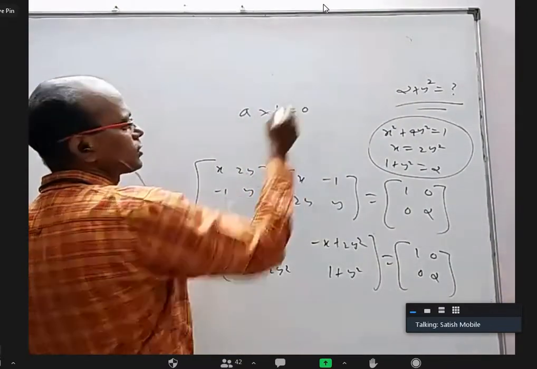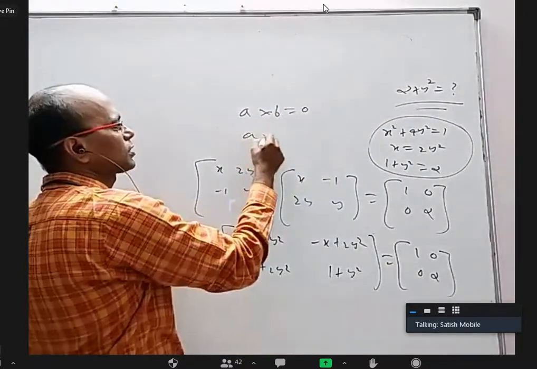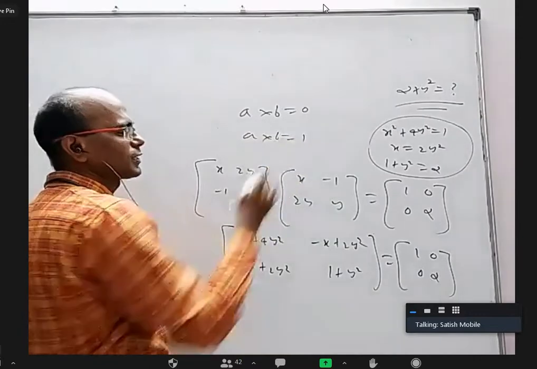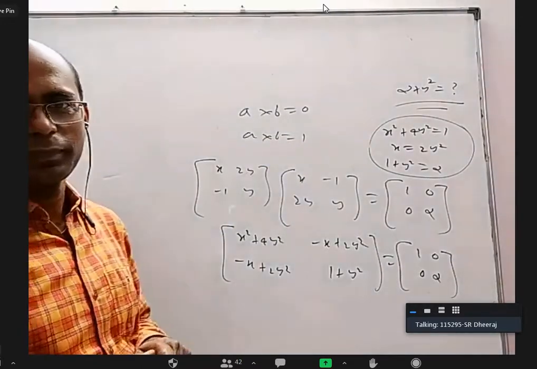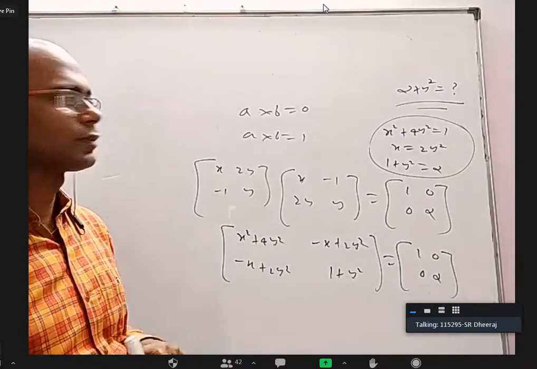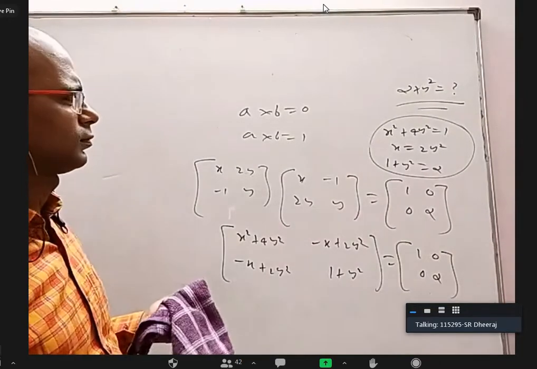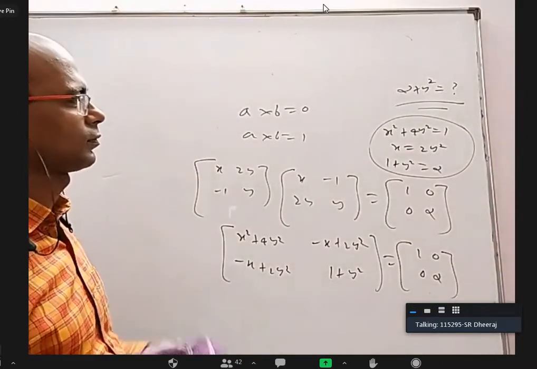A into B equal to 0 means A is 0 or B is 0. You cannot say A into B equal to 1 means A is 1 or B is 1. You cannot say that, right? Yes, sir. That's why, sir, if y is coming 0. If y square plus 1 is equal to 0, then y square is 0, no, sir.